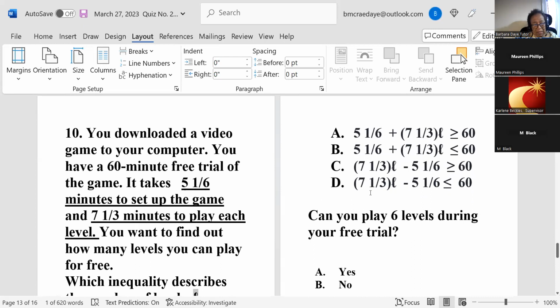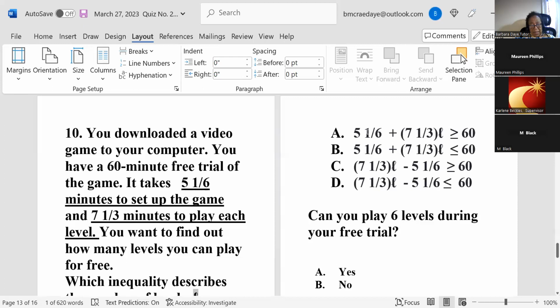You don't subtract it, right? Because it takes you 5 and 1/6 minutes to set up the game. So you got to add that to the variable. The variable is the minutes it takes to play each level. So it has to be between A and B. You see that? You don't subtract it. Mercedes, you see that? Yeah, I'm seeing it. You don't subtract that setup. You would have to add the setup. How would you work it, miss? To get an answer. Okay.